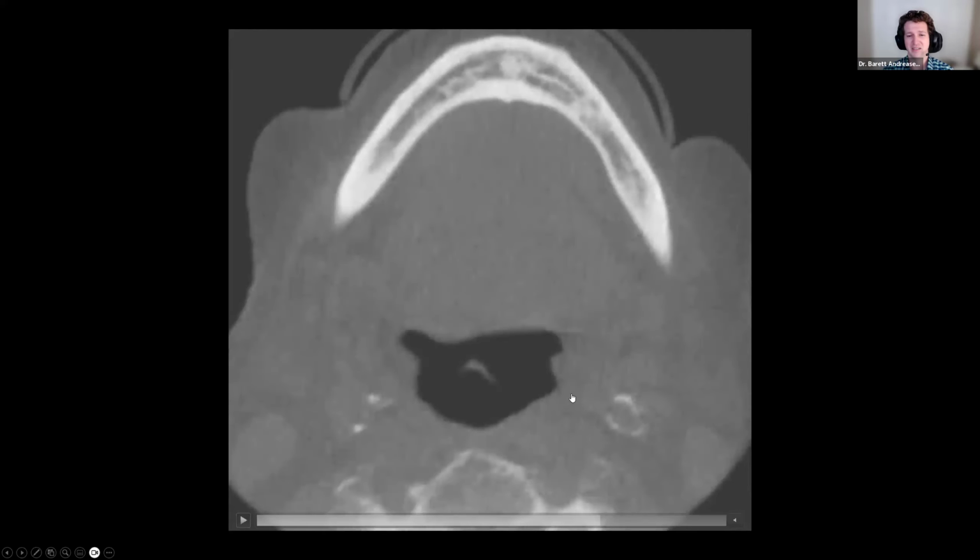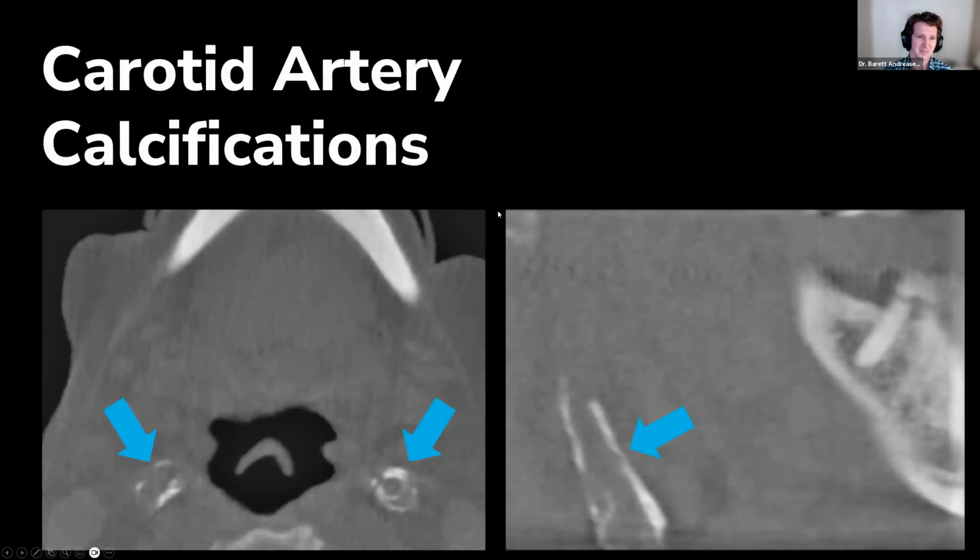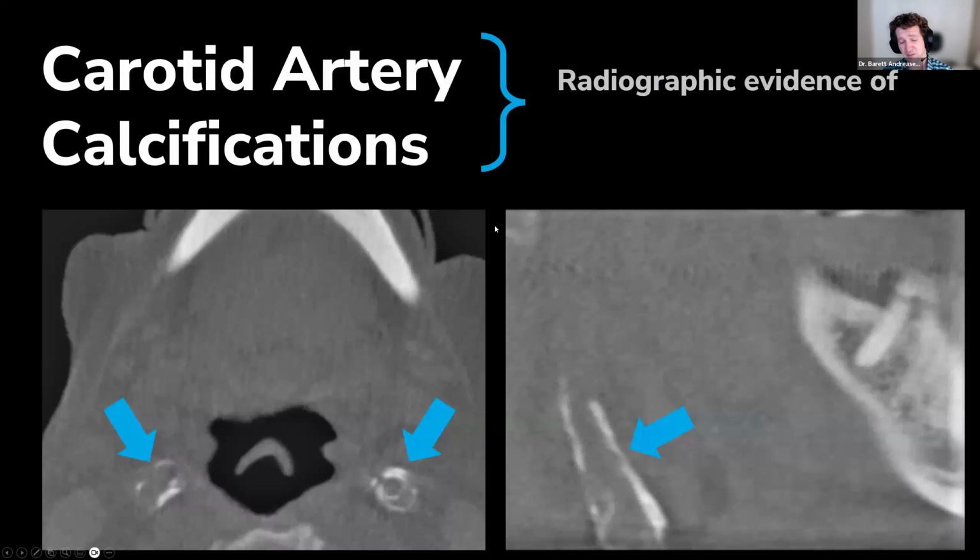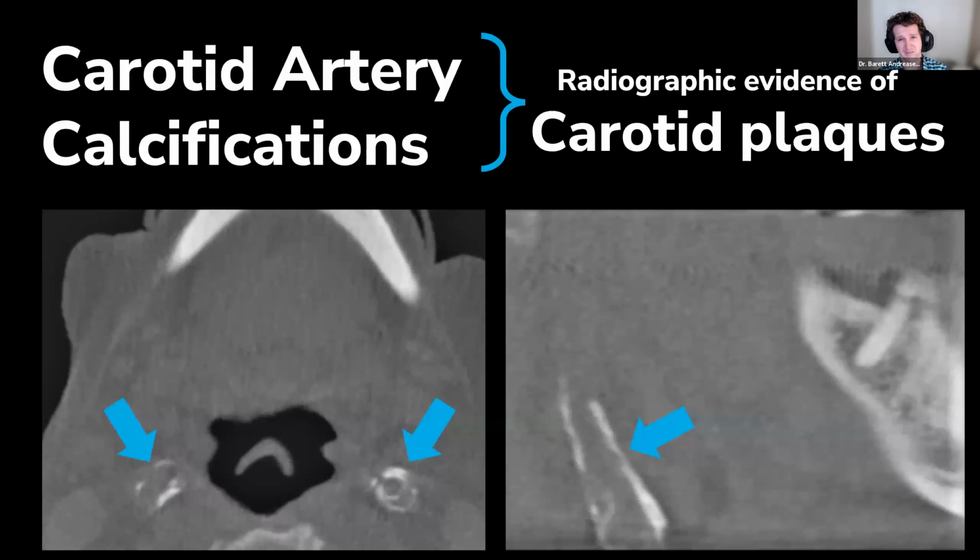This has to be something else. And that something else is carotid artery calcifications. So carotid artery calcifications, these are radiographic evidence of carotid plaques. So carotid plaques will form in this area of the carotid.